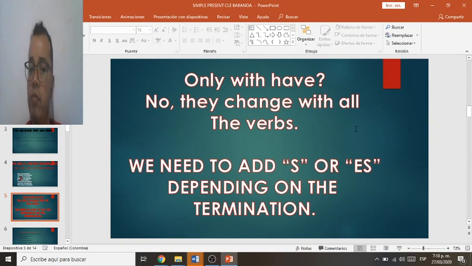Only with have is the only one? No way. They change with all the verbs. We need some rules. We need to add s or es depending on the termination. Importante, estas reglas solamente aplican para la conjugación afirmativa. Negativa o interrogativa, esta S o esta ES no existe, solamente para las oraciones afirmativas.